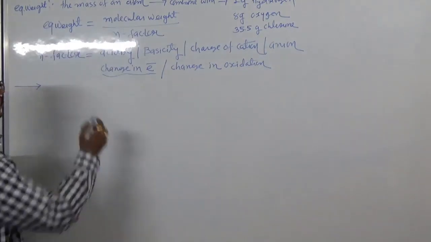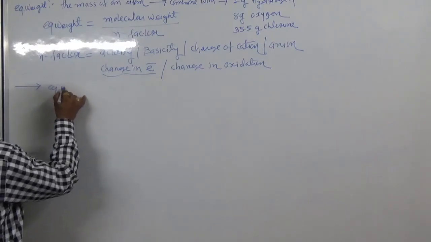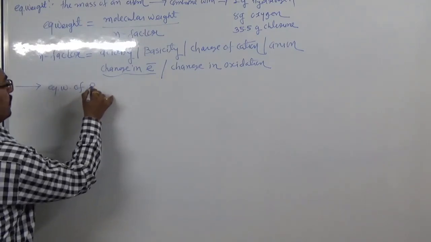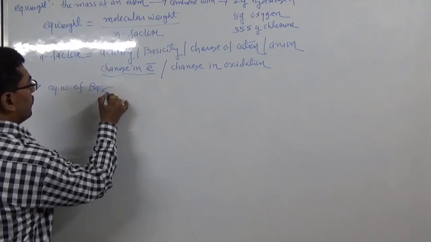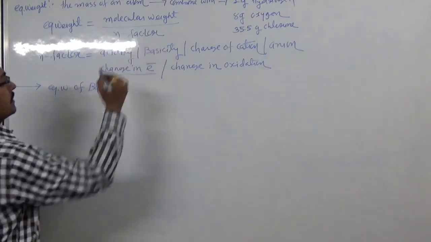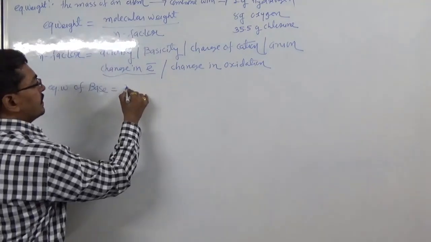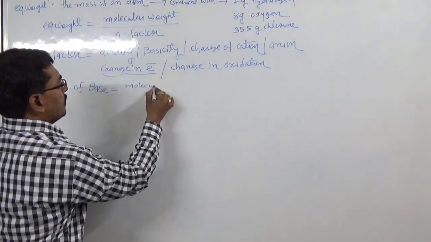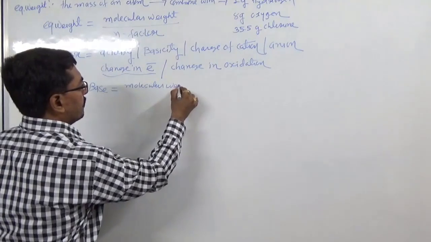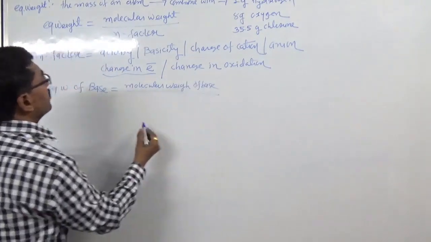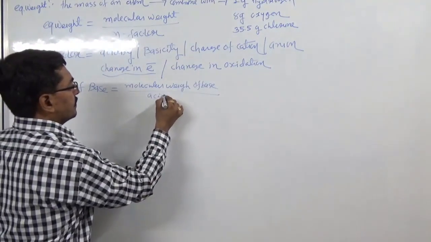Now suppose we want to find the equivalent weight of a base. The formula is the same, but the change in n-factor we will take as acidity for a base. So the formula will be molecular weight of base divided by acidity.